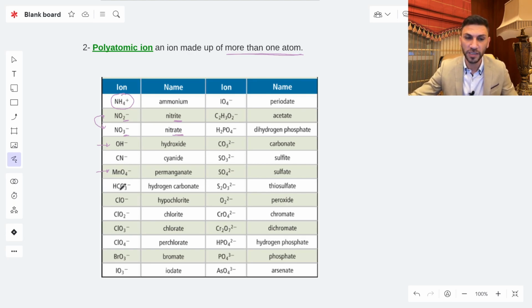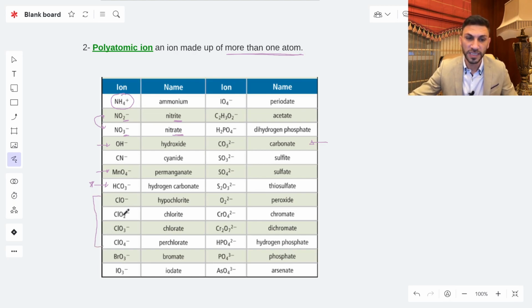Hydrogen carbonate, look at it, HCO3 negative 1, hydrogen carbonate. And also we have the carbonate, which is CO3 negative 2 without hydrogen. So hydrogen carbonate and carbonate. These 4 are very important. Usually they come in the exam.